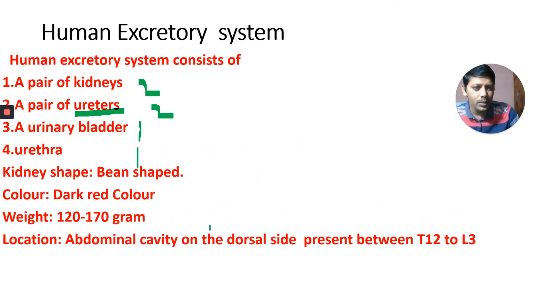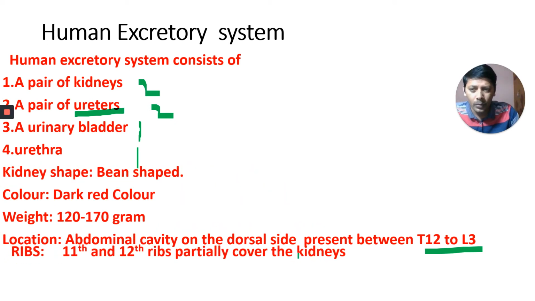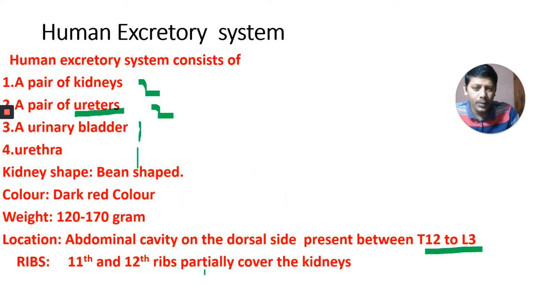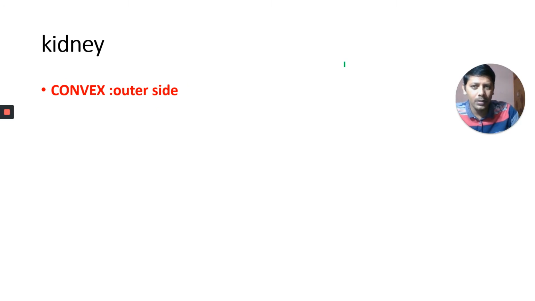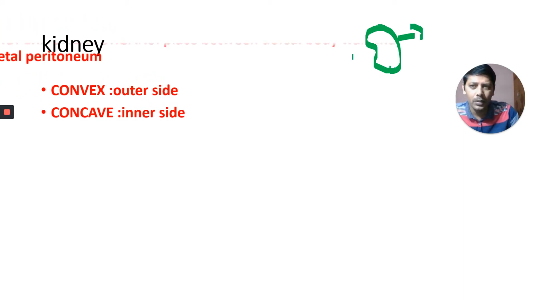The weight is 120 to 170 grams. And location, where is our kidney? It is present in the cavity on the dorsal side, between T12 to L3, and the 11th and 12th ribs partially cover the kidneys. Next, the kidney outside: the outer side is the convex part, and the inside is a concave part.